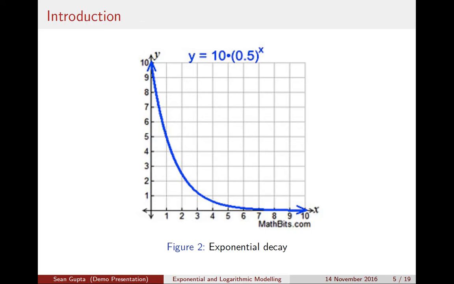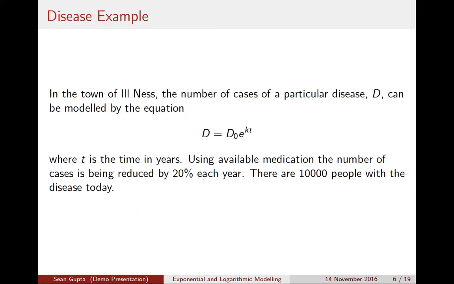Okay, let's look at quite a different graph. This is the graph 10 times 0.5 to the power of x. And this represents exponential decay. Remember, exponentials don't have to always show growth, they can also show decay. And exponential decay basically means that things go to zero or decrease very fast. Exponential growth means they grow very fast, exponential decay means they become smaller very fast.